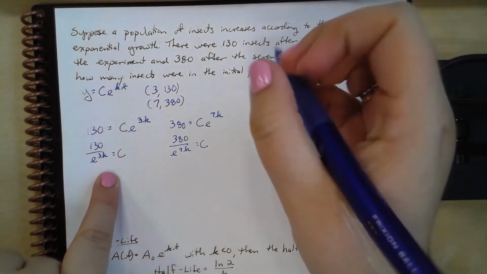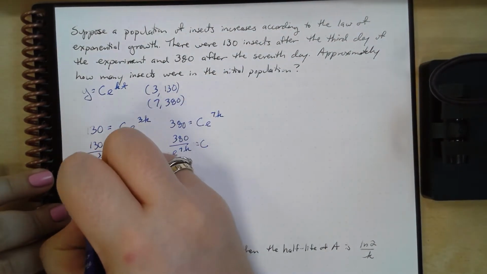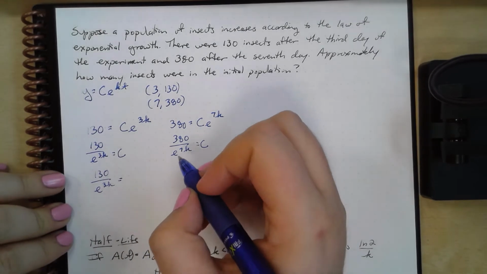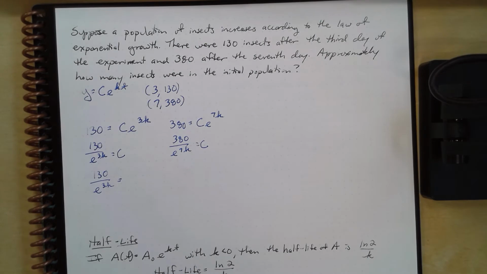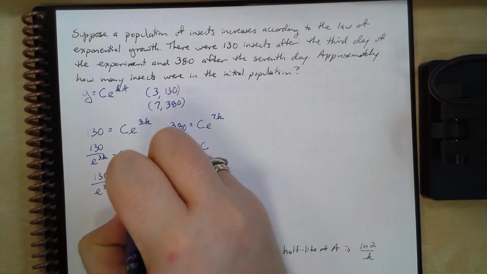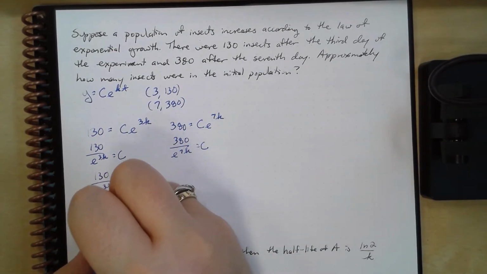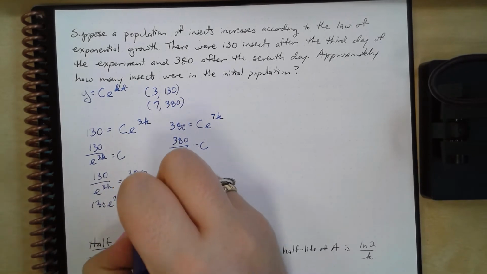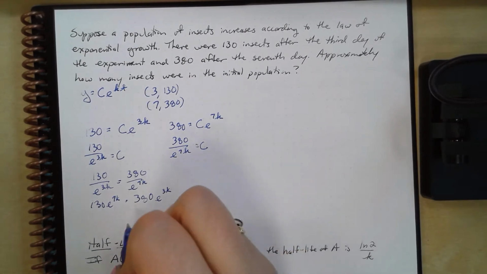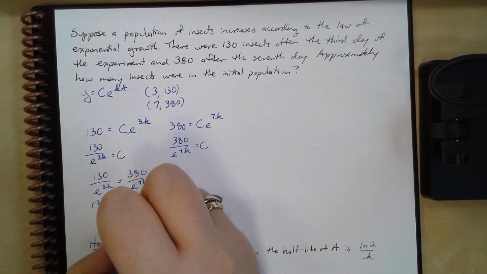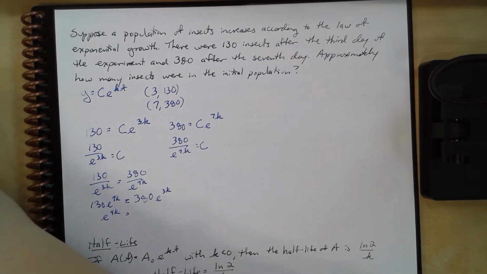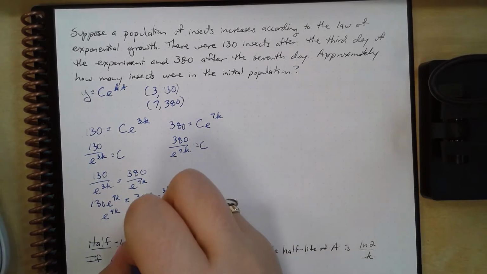So 130 over e^(3k) is equal to 380 over e^(7k). So 130 e^(7k) is equal to 380 e^(3k). I'm going to divide here, so I have e^(4k) is equal to 380 divided by 130. We've got 38 over 13.